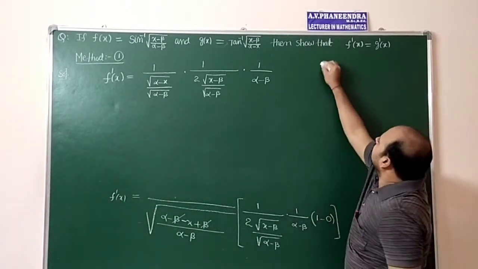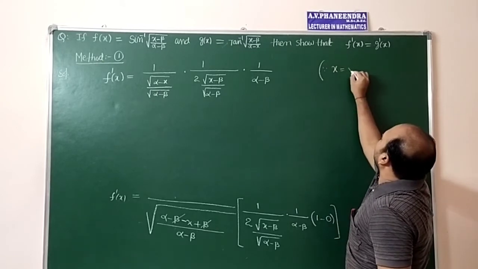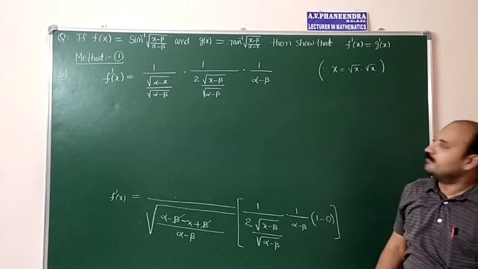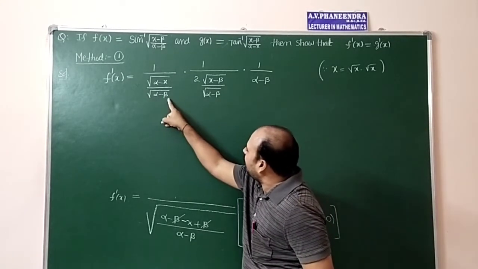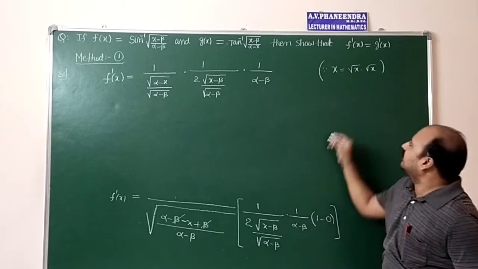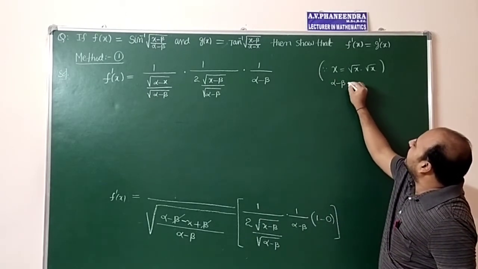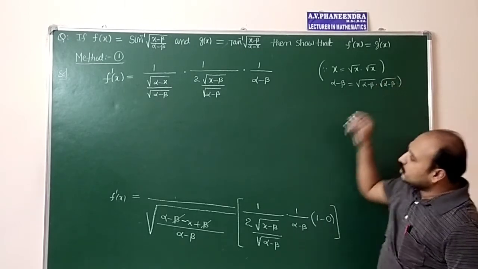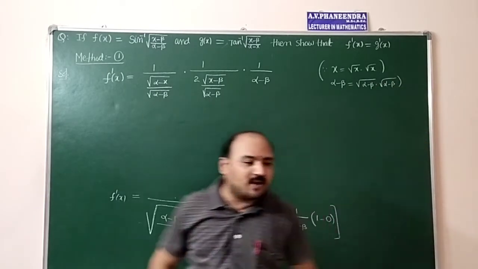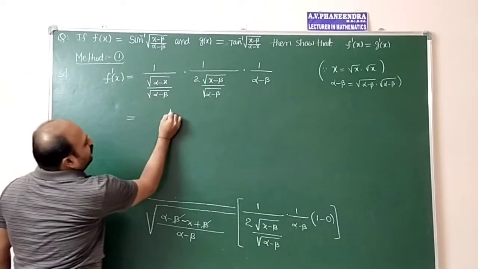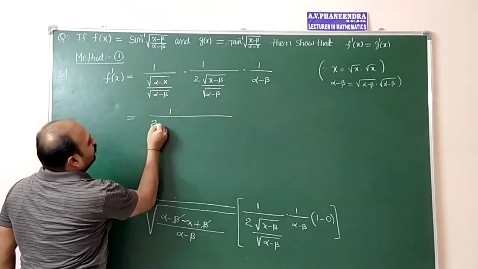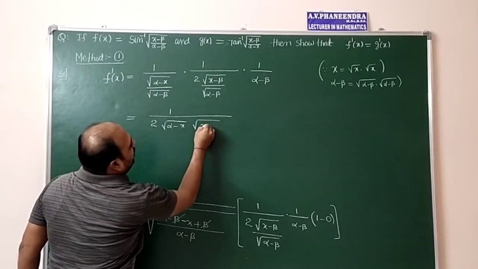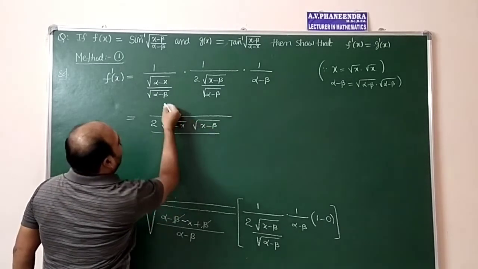We know that x can be written as root x into root x. Why are we writing it like this? Here you have to observe that alpha minus beta can be written as root alpha minus beta into root alpha minus beta. So in place of root alpha minus beta, you have to write it as 1 by 2 into root alpha minus x into root of x minus beta, divided by the product of these two.